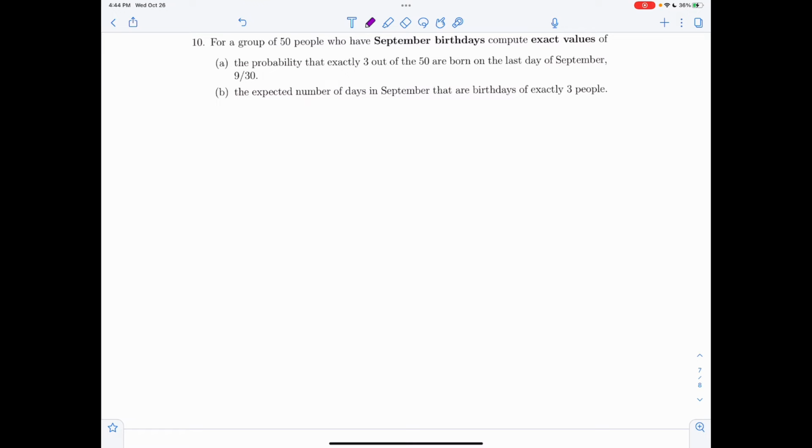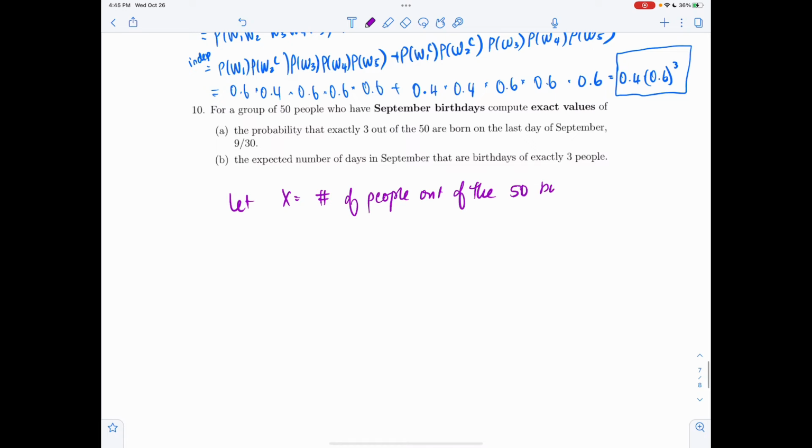So, you have 50 people, you're assuming independence, like you don't have twins, etc., they come from different parts, not related to each other. And you want the probability that exactly 3 out of the 50 are born on the last day of September. So let X be the number. Okay, what kind of random variable is X? It's binomial, n equals 50.